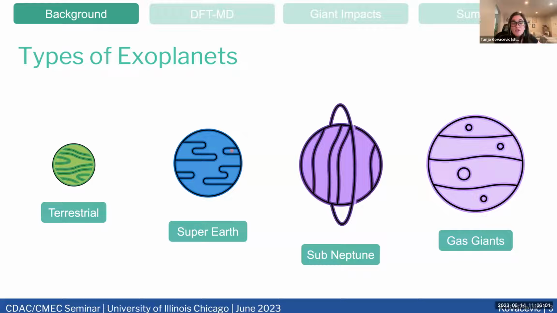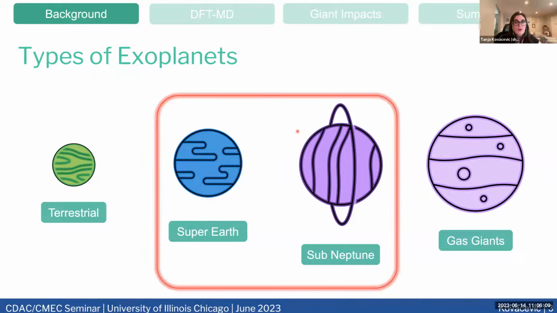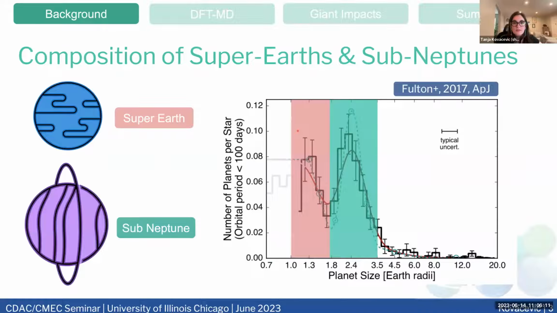But some of the most common types of exoplanets, the super Earths and sub-Neptunes, we don't have an analog in our solar system. So that's interesting. Let's focus on these exoplanets.